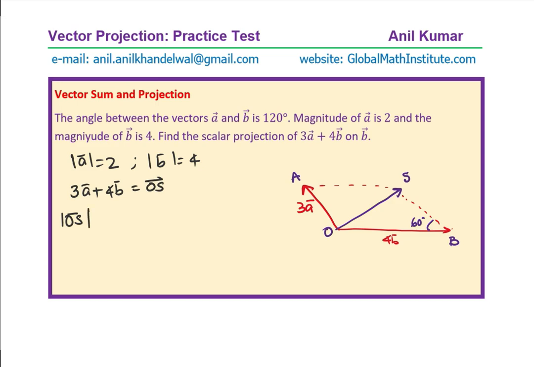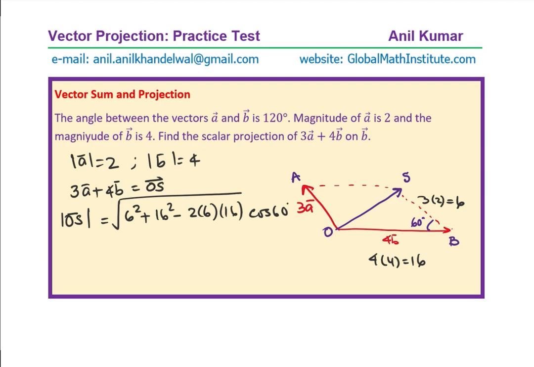Magnitude of OS can be calculated using the cosine law. We know this side will be 3 times 2, which is 6, and this side is 4 times 4, which is 16. And so we could write this as the square root of 6 squared plus 16 squared minus 2 times 6 times 16 times cos of 60 degrees, correct? So using cosine law, we can find the length O to S. So use the calculator to find this out.